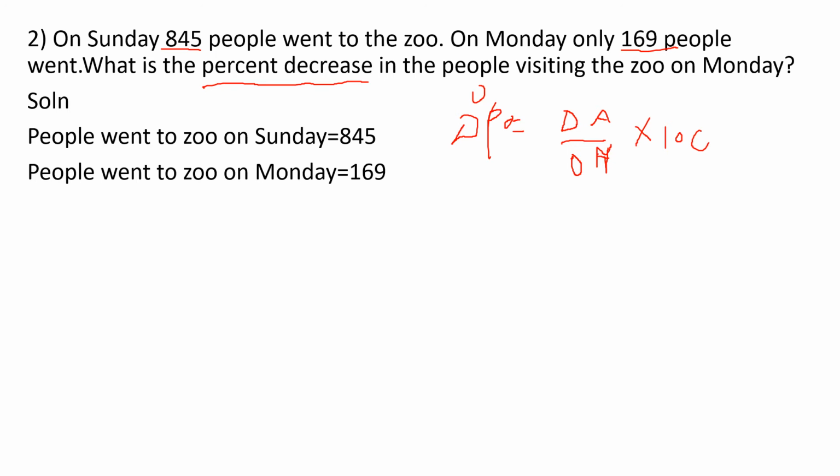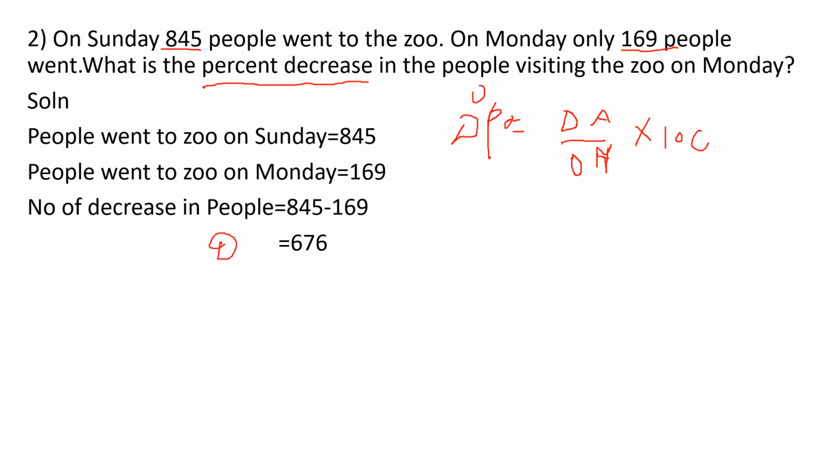People who visited on Sunday minus people who visited on Monday. So number of decreases in people is equal to the people who visited on Sunday is 845 minus people who visited on Monday is 116, and subtract it, we'll be getting the answer 676. So this is the decreased amount, 676. So now we got decreased amount.